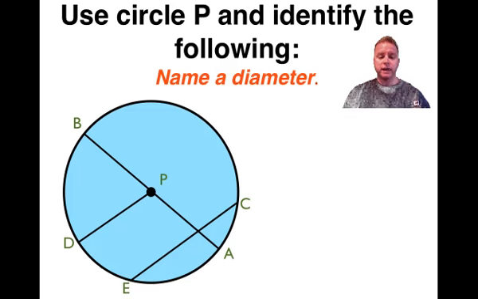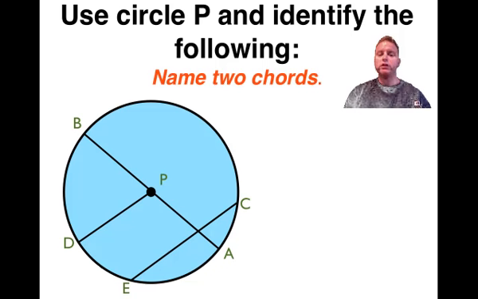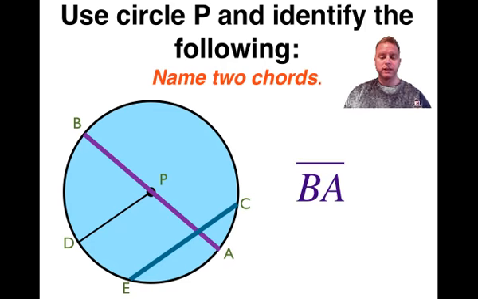Next, I want you to name a diameter. Okay, did you put, there would be our diameter, which would be line segment BA or BPA. Name 2 chords. Okay, so one chord would be the diameter, and then the other chord would be CA. So we have line segment BA and line segment EC or CE, whichever you prefer. And again, make sure you put the lines over each of those so that we know that we're talking about a line segment.